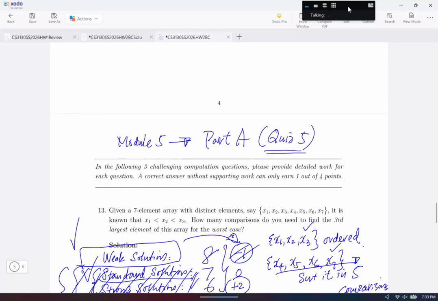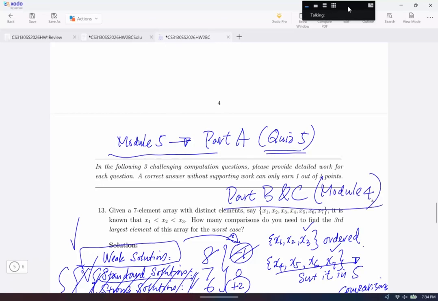So I'll give you a few questions there. Then, in computation questions, part B and C, we have 2 parts, you only have module 4 questions. So you don't need to worry about module 5, because we do not have time. My old plan was to give you a few examples in module 5, then give you a few questions.